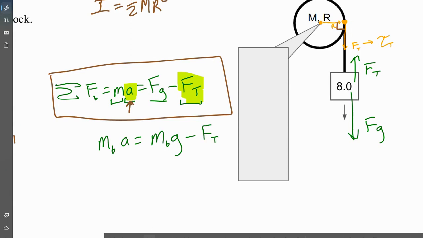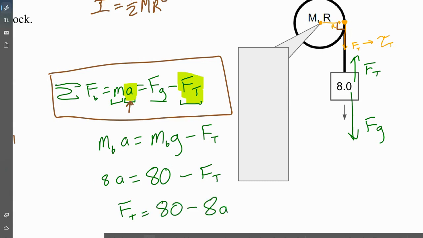Okay, why not plug in some numbers? Mass of the block was 8. So we can get 8A is equal to 8 times 10, or 80, minus force of tension. So this tells us our force of tension is equal to 80 minus 8A. If you need to pause and think about that algebra for a moment, go for it.